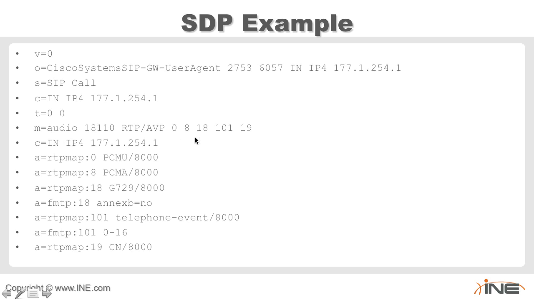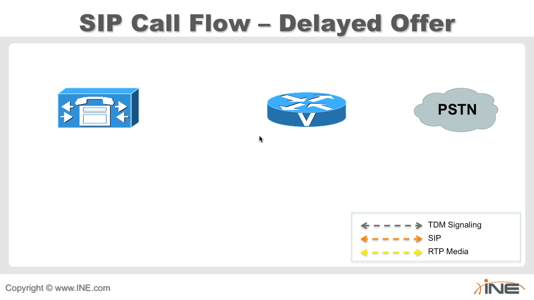So hey, audio channel, RTP UDP port 18110, and I'll support G711 mu-law, G711 A-law, G729, and then for DTMF relay, I'll support RFC 2833 NTE or KPML. Which do you want to do? Okay, so that's an example of an SDP. Let's take a look at the call flow.